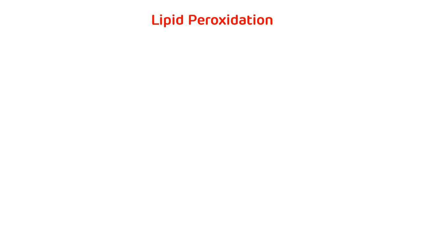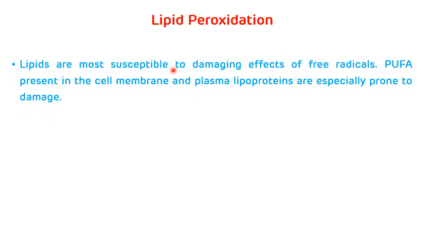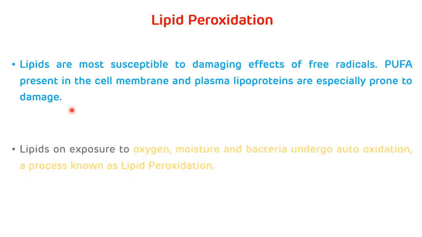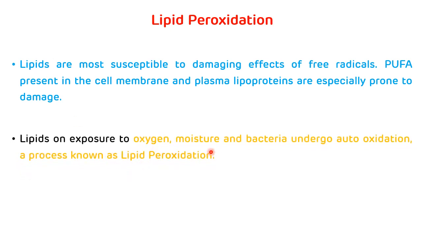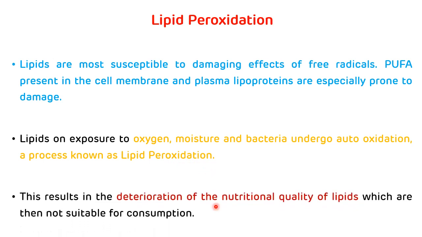Definition of lipid peroxidation. Lipids are most susceptible to damaging effects of free radicals, and polyunsaturated fatty acids present in the cell membrane and plasma lipoproteins are especially prone to damage by the free radicals. Lipids on exposure to oxygen, moisture, and bacteria undergo autooxidation, and this autooxidation is known as lipid peroxidation. Lipid peroxidation results in deterioration of nutritional quality of lipids, which are then not suitable for consumption. So that is about the definition of lipid peroxidation.